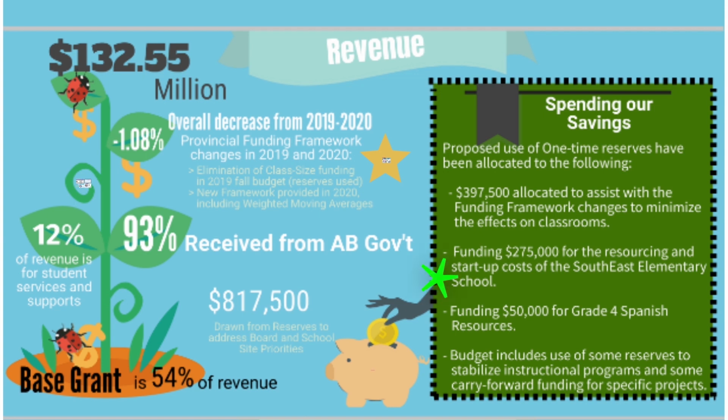$275,000 has been saved and will be used in the upcoming school year for the startup and resourcing costs of the new Southeast Elementary School that is currently under construction and opening for the 21-22 school year. $50,000 is to be used for resourcing the addition of the Grade 4 Spanish program, and additional one-time funding is used for other instructional programming. Therefore, with the total of $132.55 million in available funding, the division can allocate these funds to the applicable programs.